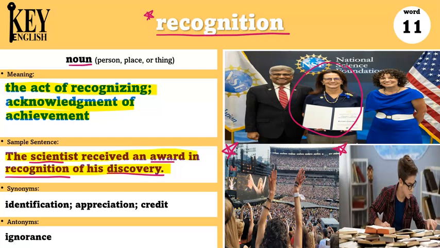And I could also say, he received recognition for his hard work. So maybe his parents or his teachers noticed that he was doing a really good job. He was working really hard. So when they notice or when they see and think that someone is doing a good job, then that means the person got recognition. Some synonyms of recognition are identification, appreciation, and credit. And one antonym is ignorance.